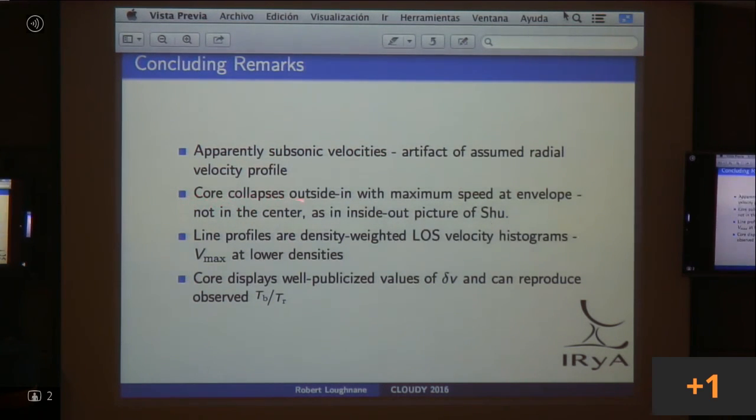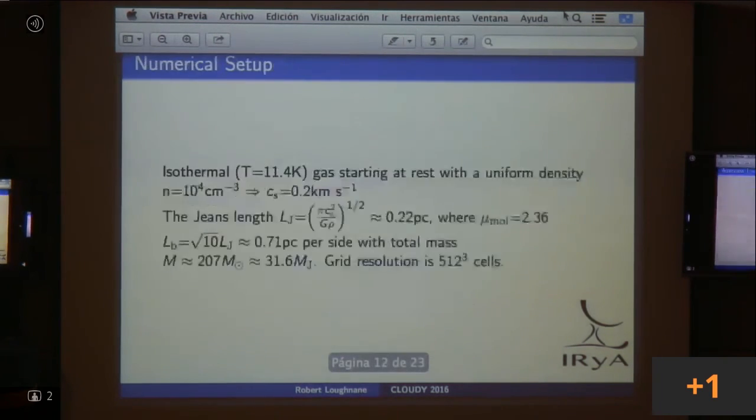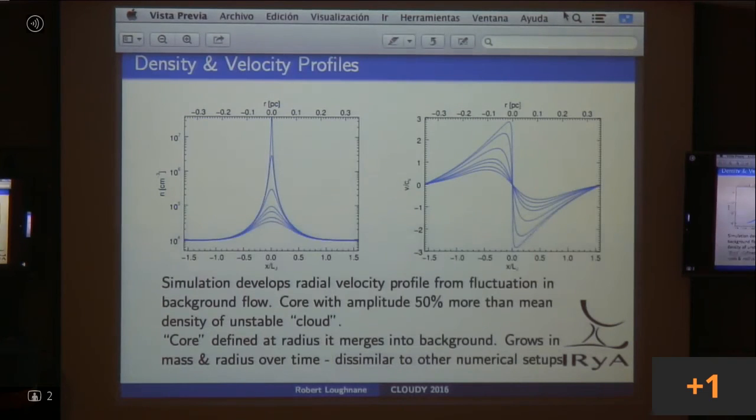Our simulated core collapses outside in, with the highest velocities external in the envelope, and the maximum speed at the envelope, not in the center as was envisaged by Shu's 1977 paper. As line profiles are density-weighted line of sight velocity histograms, the maximum velocities are missed by the beam, because the peak velocities in the earlier stage of the simulation coincide with what we consider low densities, less than 10 to the 5 by 10 to the 4 in the case of our model, which is close to the background already.